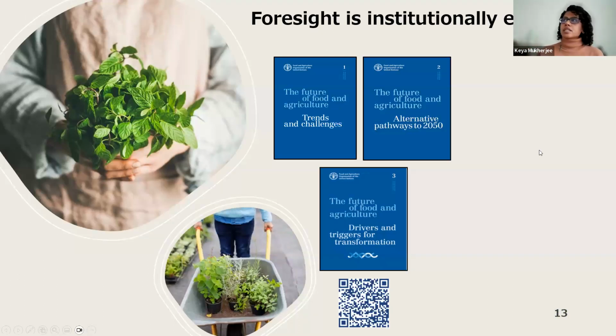And very lastly, I just wanted to say that the concept of foresight is not just within our division, it is also being practiced at a much higher level at the corporate level of FAO. And there are 3 publications out. The last one came out this year. And this is a QR code where if you wanted to go and take a look at those.